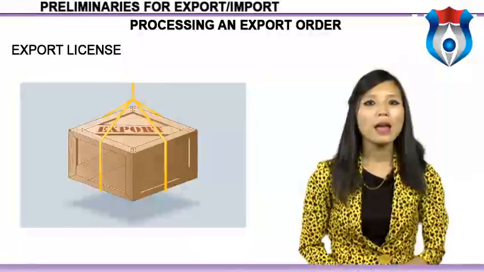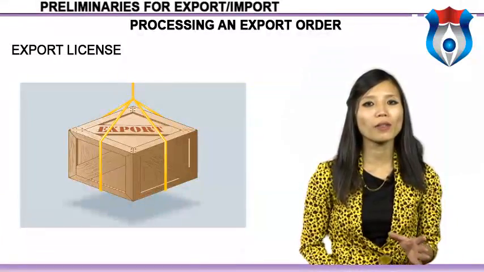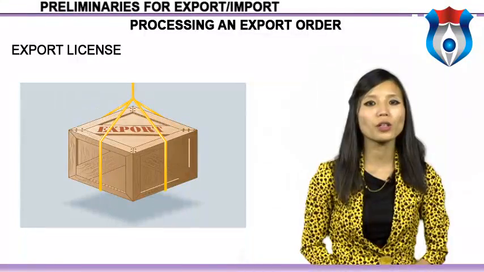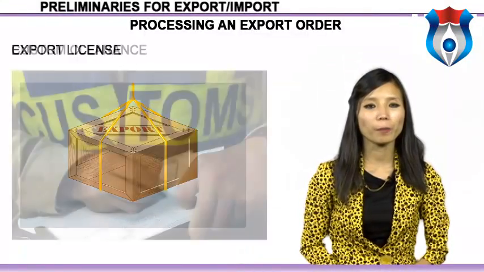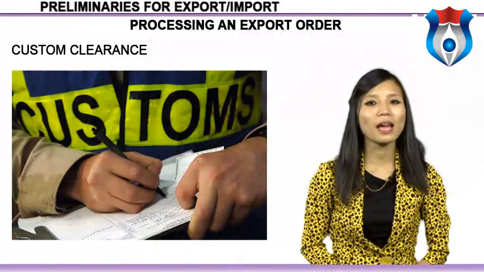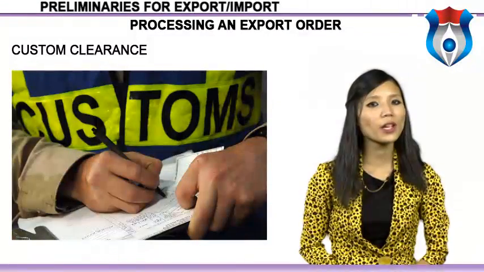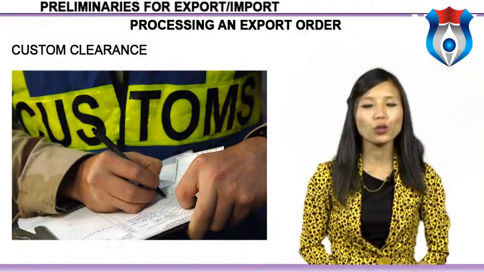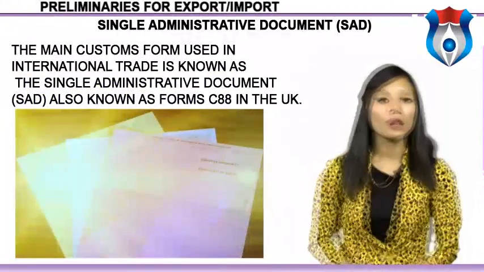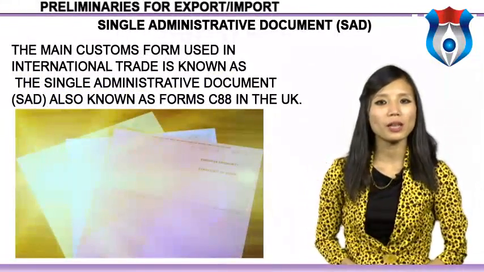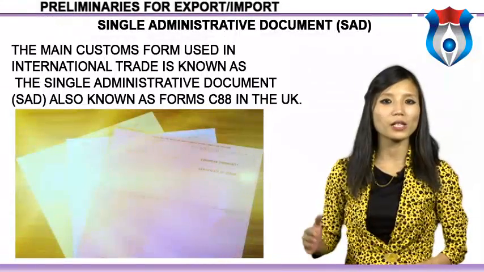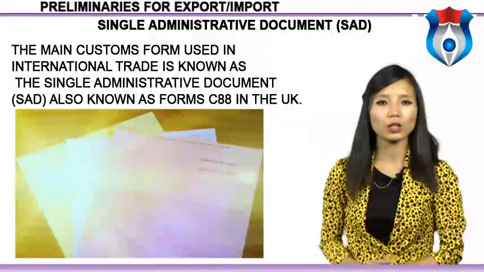Export license. An export license is a document issued by the appropriate licensing agency, after which an exporter is allowed to transport his product to a foreign market. Customs clearance. In India, customs clearance is a complex and time-taking procedure that every exporter faces in his export business. Single Administrative Document (SAD). The main customs form used in international trade is known as a Single Administrative Document (SAD), also known as Form C88 in the UK.